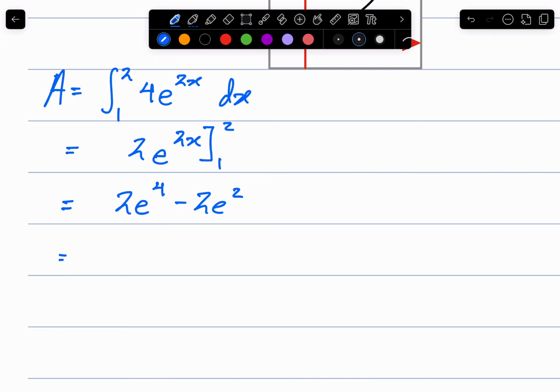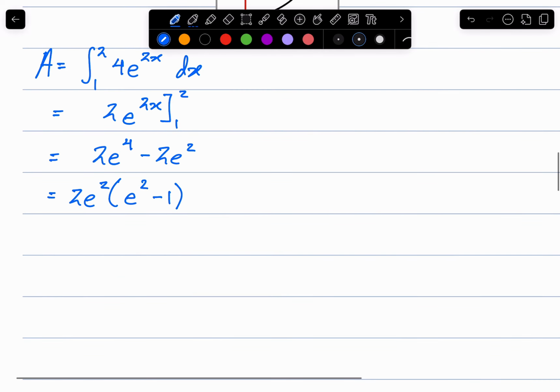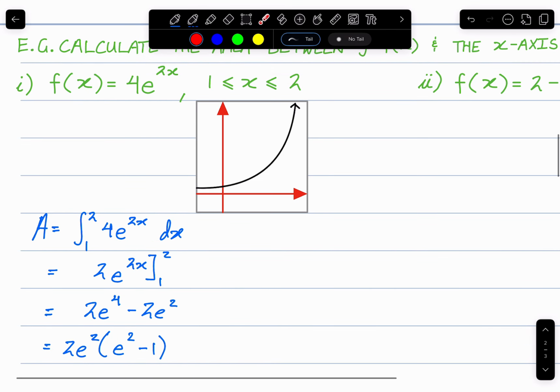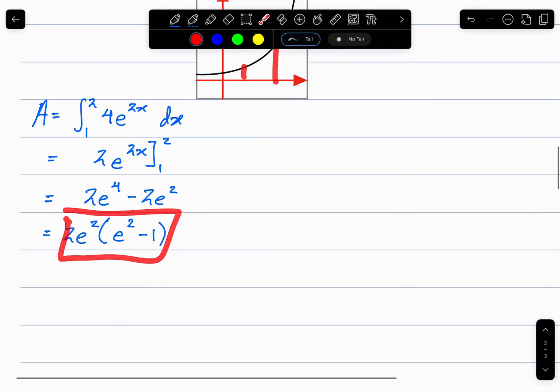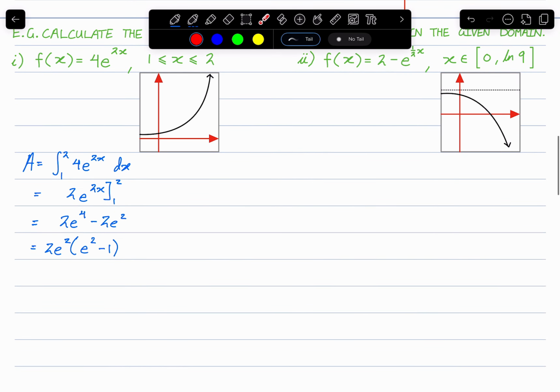And we'll leave it at this because this is perhaps the most... oh actually no, we can factor this one. I can go 2e squared times (e squared minus 1). I guess this is the most simplified expression of this. In any case, this is the exact area from 1 till 2. That is it there. Now just be mindful, if the question asks for a decimal approximation of this, you go ahead and do that.